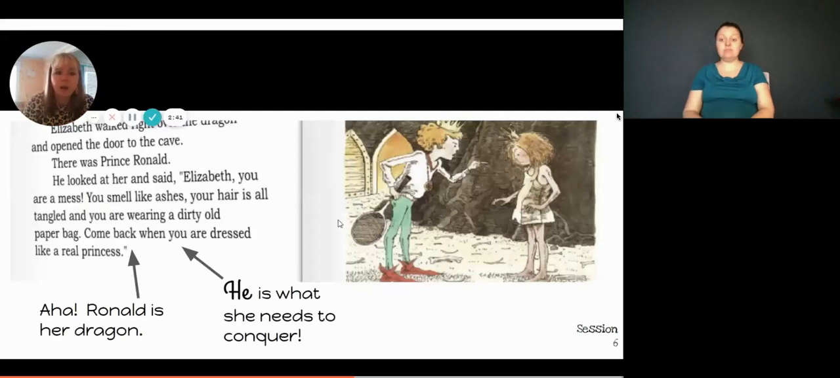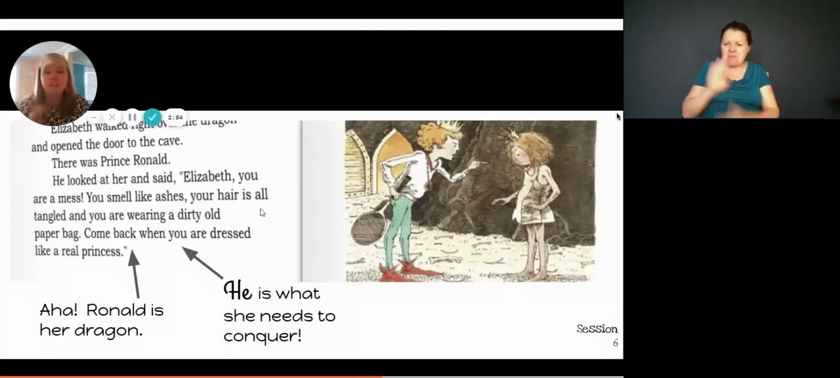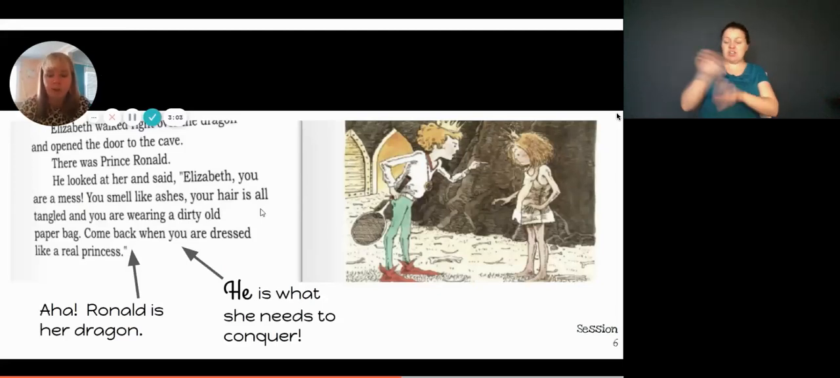Right. Ronald is her dragon. He says, "Elizabeth, you're a mess. You smell like ashes. Your hair is all tangled and you're wearing a dirty old paper bag. Come back when you're dressed like a real princess." He is what she needs to conquer, and she does that by the end of the book. She drops Prince Ronald and says, "I don't need you. I'm good all by myself."